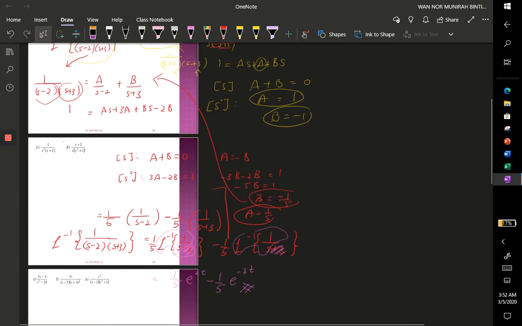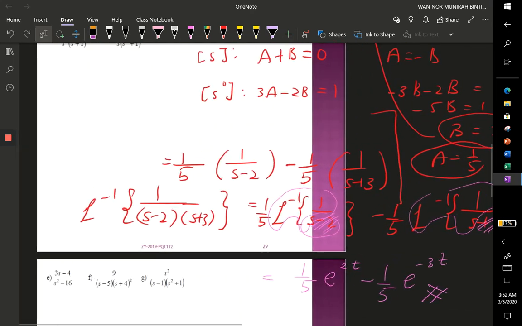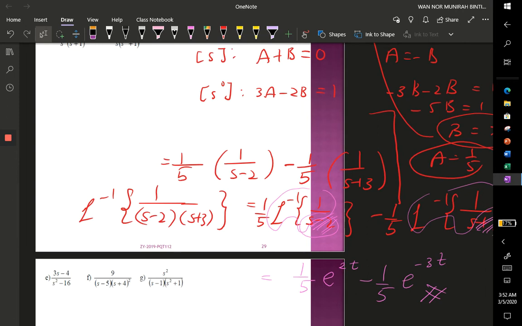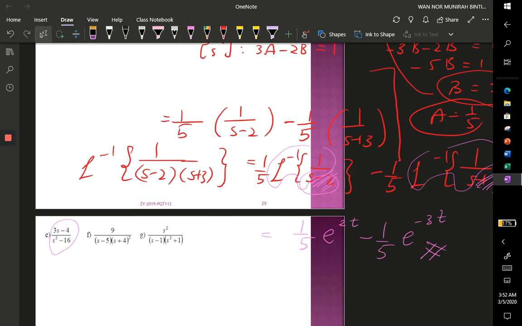Okay. Now let's take a look at this one. Let's say you have this one. Take the Laplace inverse of 3s minus 4. This time, I don't want to take any constant out of my Laplace inverse, because we want to compare the constants and the terms when we form the partial fraction. So just leave 3s minus 4 inside your Laplace inverse.